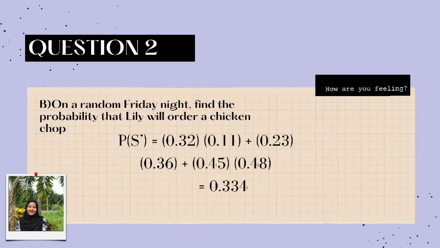B. On a random Friday night, find the probability that Lily will order a chicken chop. To find this, we need the sum of the probabilities of P, Q, and R multiplied by the probability of S prime, which is chicken chop. As we can see, 0.32 times 0.11 plus 0.23 times 0.36 plus 0.45 times 0.48. The probability that Lily will order a chicken chop is 0.334.